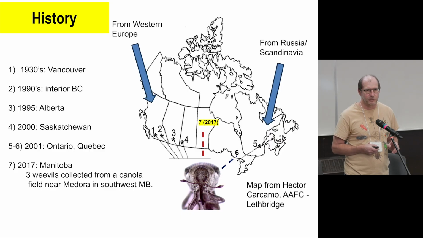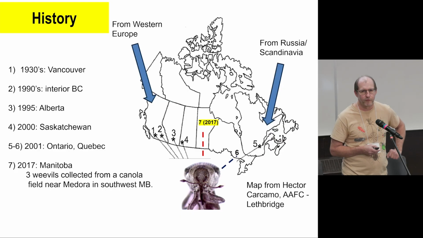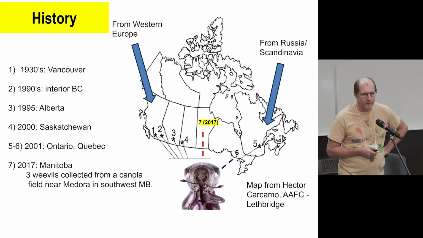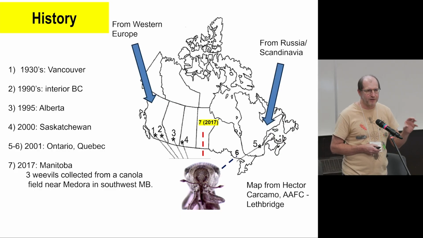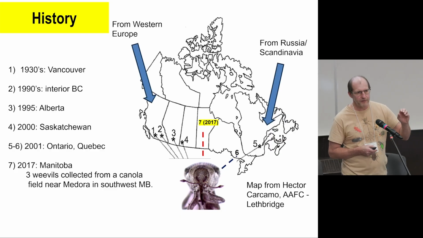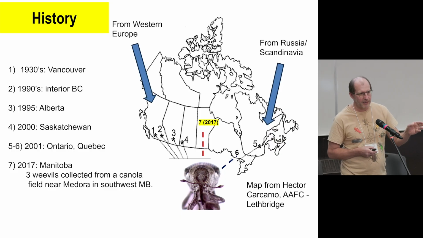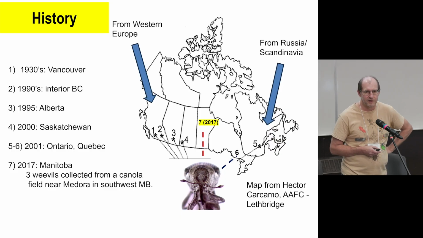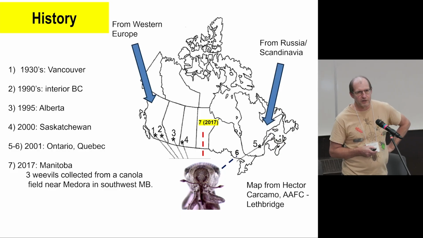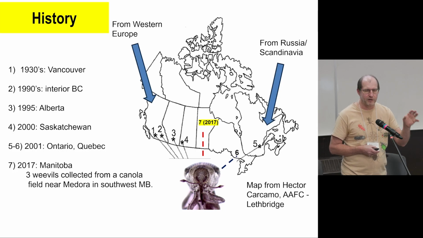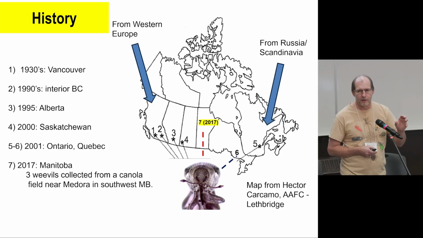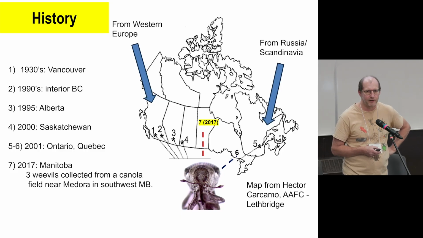The first introduction happened in Vancouver back in the early 30s. It stayed in BC for a long time until about the mid-90s, when it made it east of the Rockies into Alberta and then gradually spread into Saskatchewan, and then in 2017 into Manitoba. The second introduction happened in Quebec in 2001. So now there's a population in Ontario and Quebec that is from a separate introduction than the one that occurred in Western Canada.